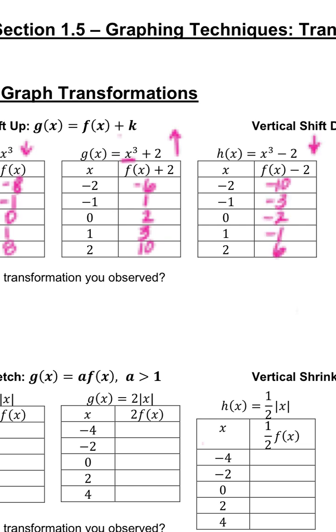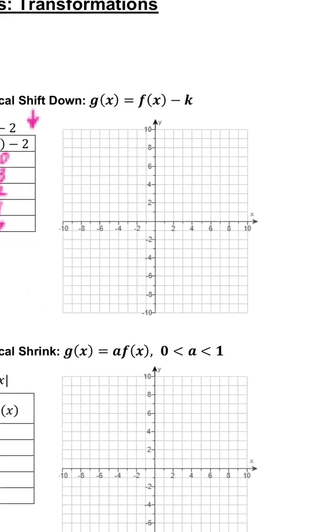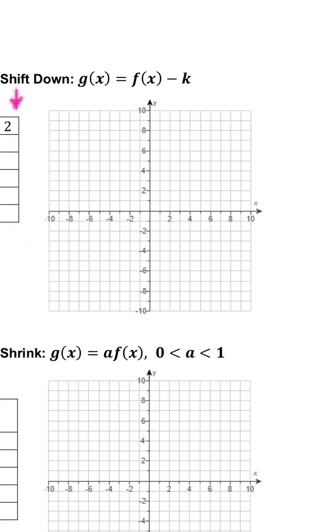So now I'm going to come over here to the graph. I'm going to graph it and just see what it looks like. So starting with the original, I have negative 2, negative 8, negative 1, negative 1, 0, 0, 1, 1, and 2, 8. So this will be the original graph. This is our graph of f. All right. I'm going to do the graph of g. So negative 2, negative 6. Negative 1, 1, 0, 2, 1, 3, and 2, 10.